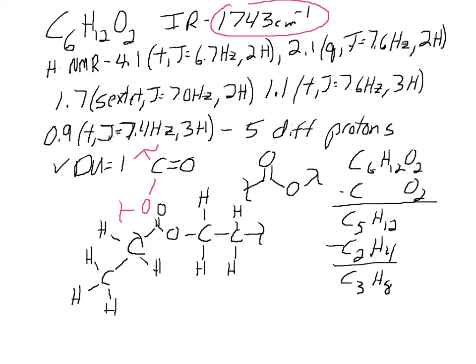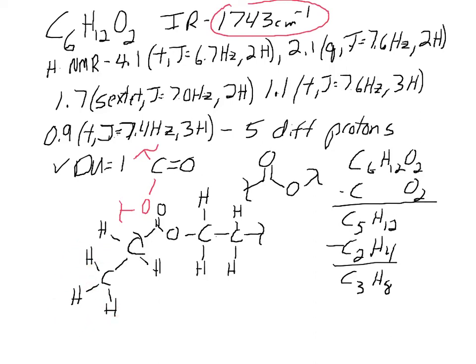Does that match up? Is there another? So if I draw CH3 here, how will these CH3s be split? In 2A? How many nearest neighbors do these CH3s have? How many nearest neighbors do they have? 2. So it'll be split into a triplet.